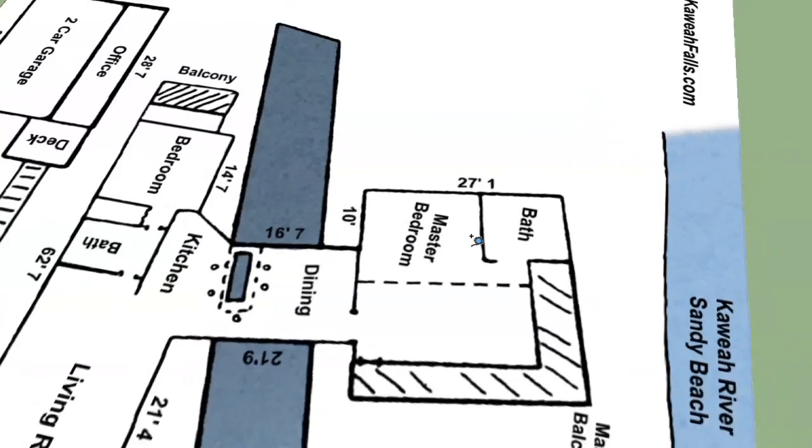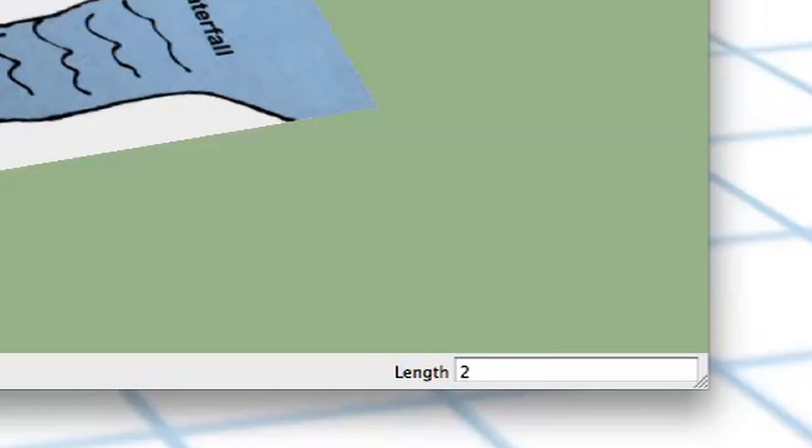I'm going to zoom out because now, as long as you don't switch to any other tools or do anything else, don't set any other measurements, we can now type in our own value to scale this image up. In this case, we know that line should be 27 feet 1 inch. So I'm going to type in 27 apostrophe 1 and hit return.